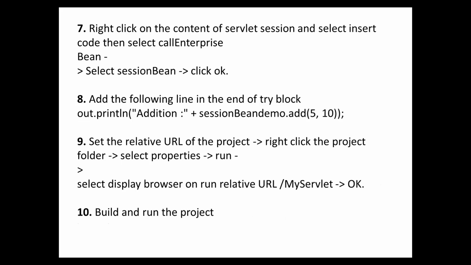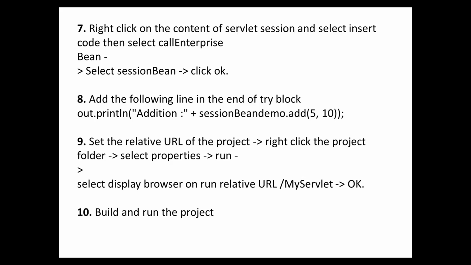And in step 7, we right click on the content of the servlet, select Insert Code, and choose Call Enterprise Bean. Then right click on that selection, select the session bean, click OK, and add the following line at the end of the try block using the addition session bean demo dot add(5, 10).